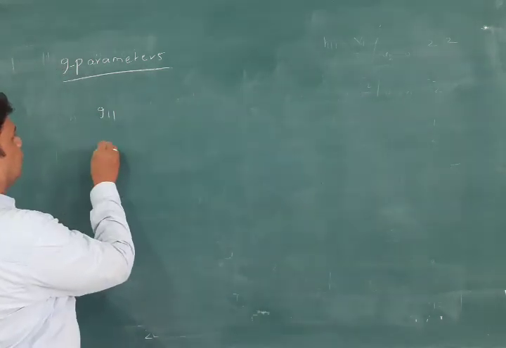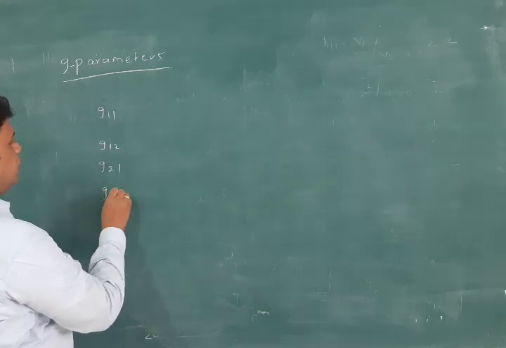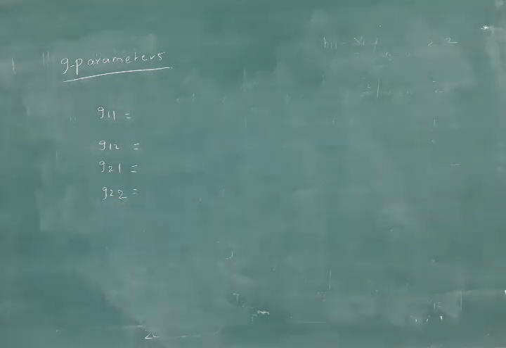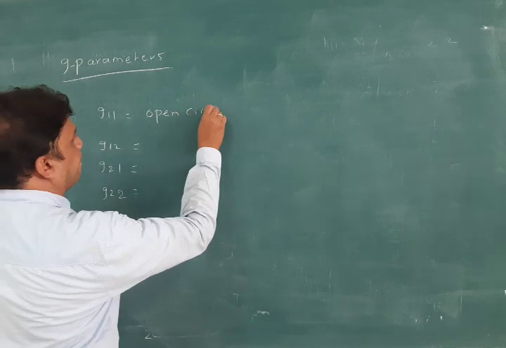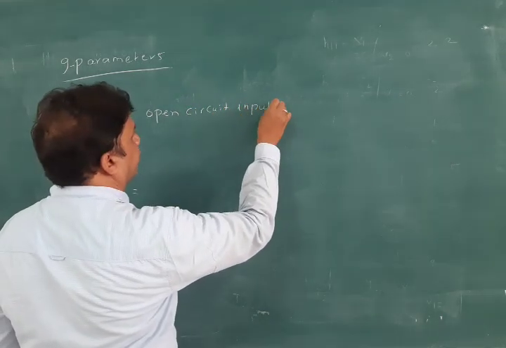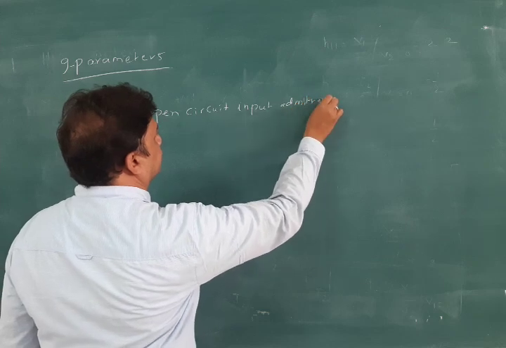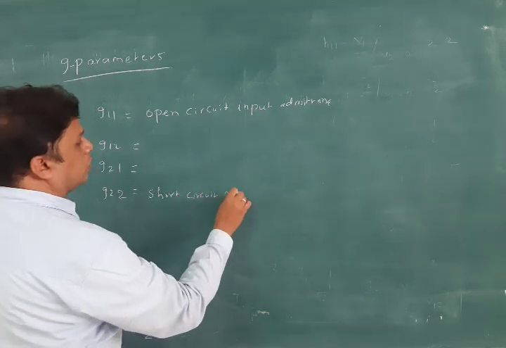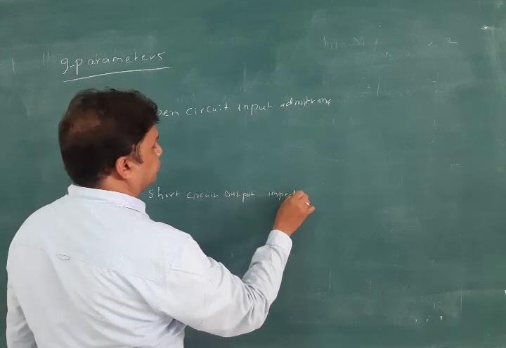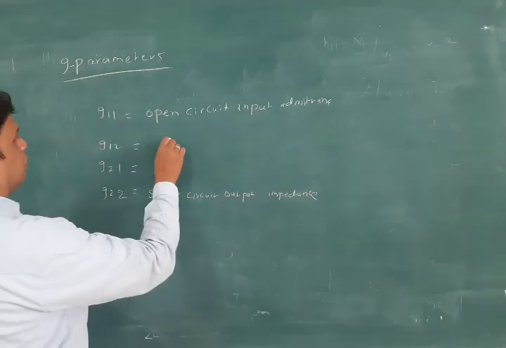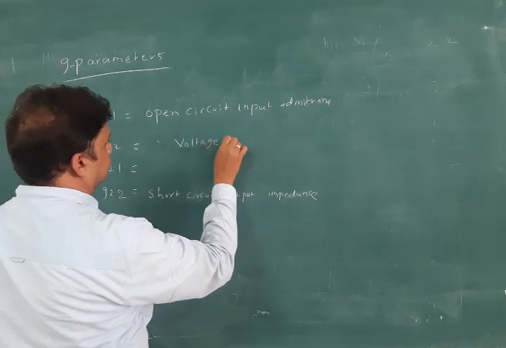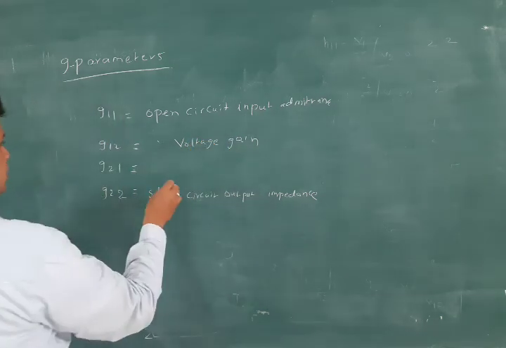G11, G12, G21 and G22. G11 is open circuit input admittance, and G22 is short circuit output impedance, and G12 is the voltage gain, and G21 is reverse current gain.